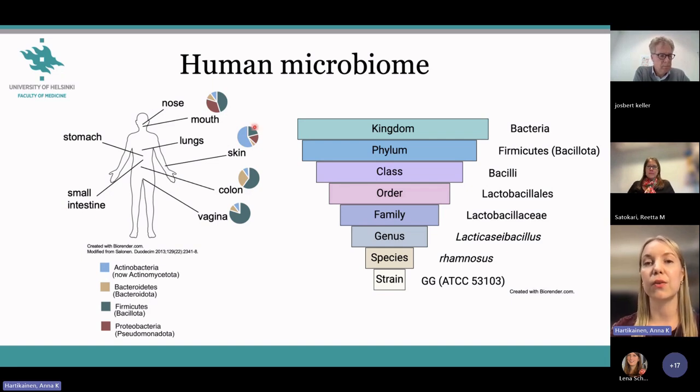And in biology, we like to classify things. So here on the right, you can see a taxonomical classification. For example, this bacterium Lacticaseibacillus, that's its genus. Species is rhamnosus, and bacteria also have different strains. So this one is GG, and actually it is used also as a probiotic.